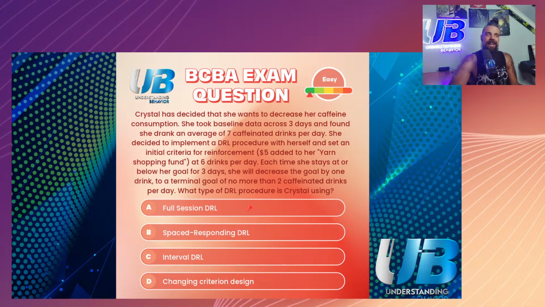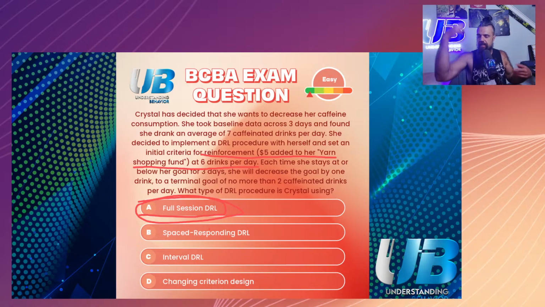I like it. Our best answer is going to be A, our full session DRL. Good job. So for these ones, our interval was essentially going to be the whole day. So we had our reinforcement available for getting 6 drinks per day. So the per day is our unit that we're looking at. That would be considered a full session, this full day, and it's contingent on a full day.